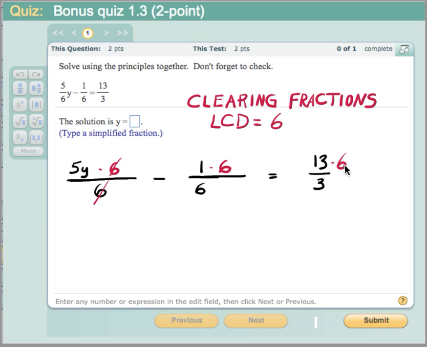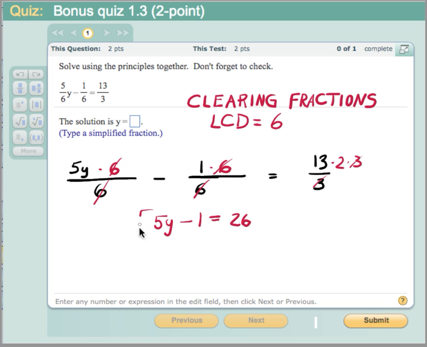Over here, I'm going to make one little move on this. Notice that 6 is really 2 times 3, and I'm going to write it as that because it allows me to see straight away that the 3's are going to cancel over here. Notice these 6's cancel and the fraction's gone here. Notice that these 3's cancel and the fraction has gone here. So I have 5y minus 1 is equal to 2 times 13, 26 over 1, or simply 26.